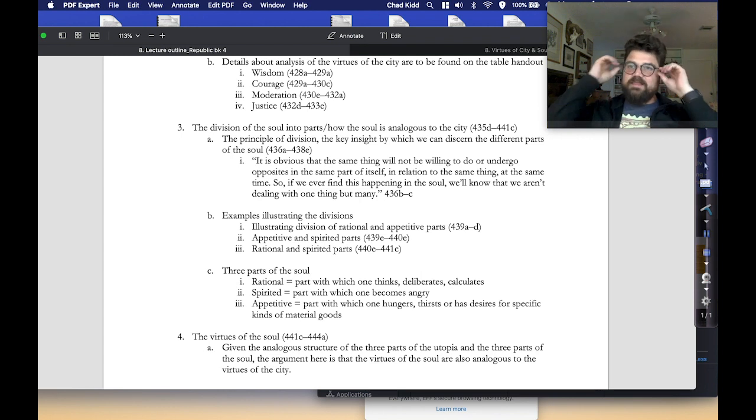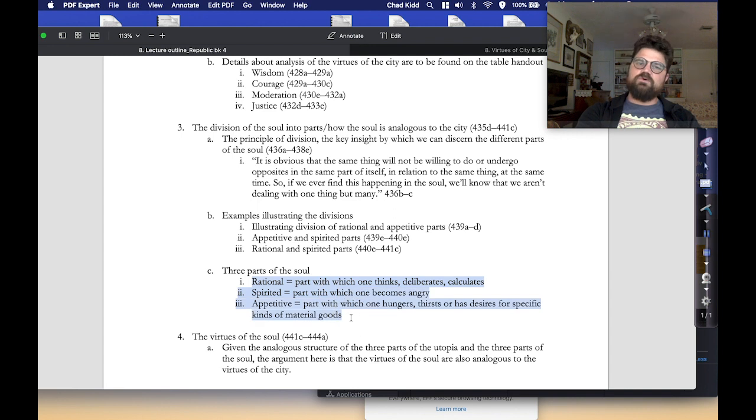Now, how do we explain that? Well, there's got to be one part of my soul that is the part that's drawing me to eat the ice cream. And this is the appetitive part of the soul. This is the part that's the seat of my desires for material things. The other part is the rational part of the soul, the part that deliberates and thinks about what is the best thing to do, right? So you can see the outline of the 3 parts of the soul that he's going to illustrate the division of right here, right? So that's to illustrate the first divide.